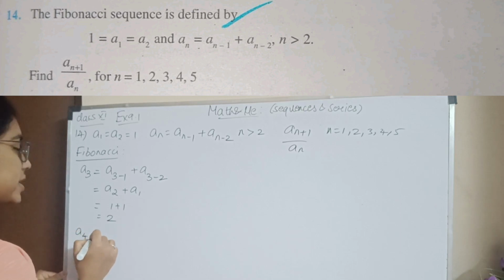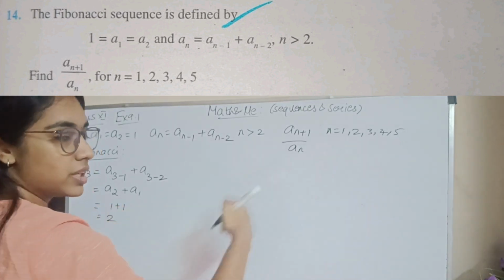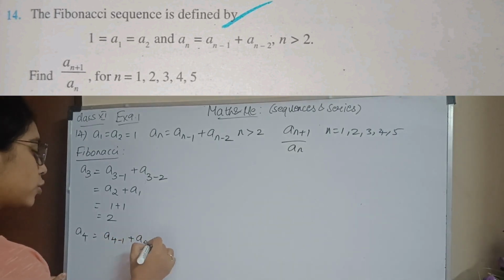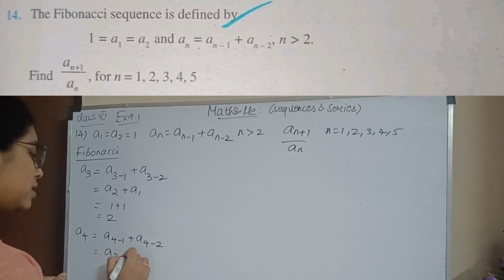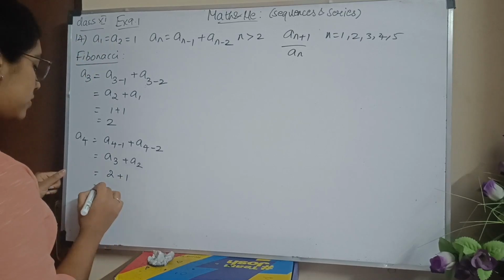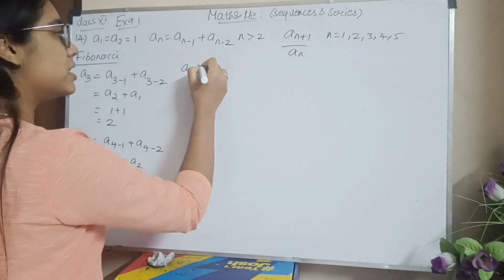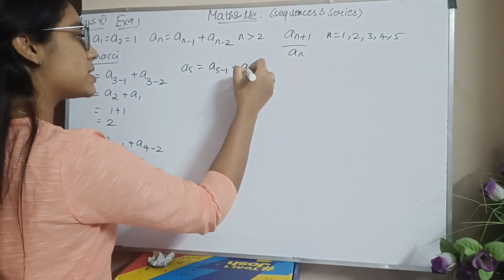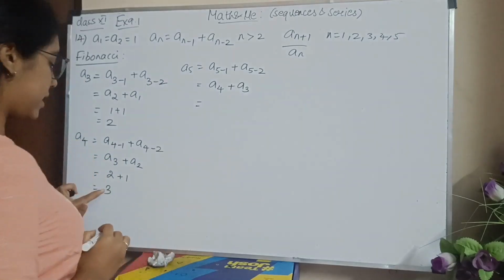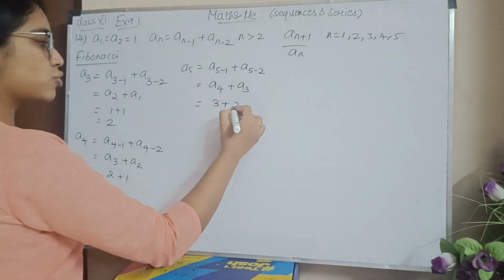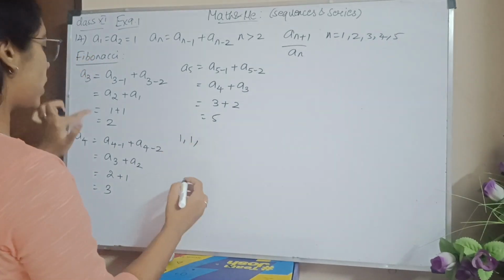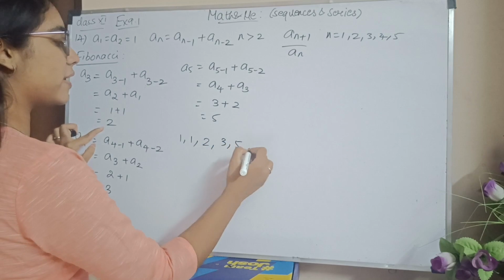What is my A4? I need to find the values until 5. So I need A4, which is A(4 minus 1) plus A(4 minus 2), which will be A3 plus A2. What is my A3? I just found out, 2, plus A2, which is already given, 1. So it will be 3. What will be my A5? A5 is A(5 minus 1) plus A(5 minus 2). So this will be A4 plus A3. So A4 is 3 plus A3 is 2. So this is 5. What does my sequence look like? 1, 1, 2, 3, 5 and so on.